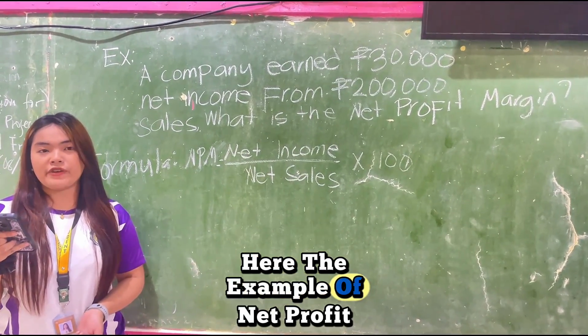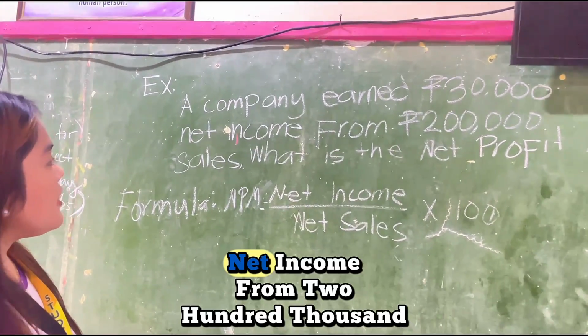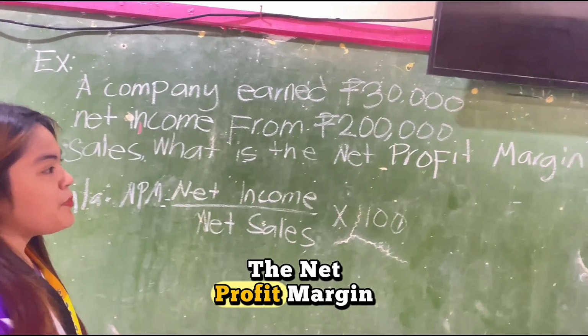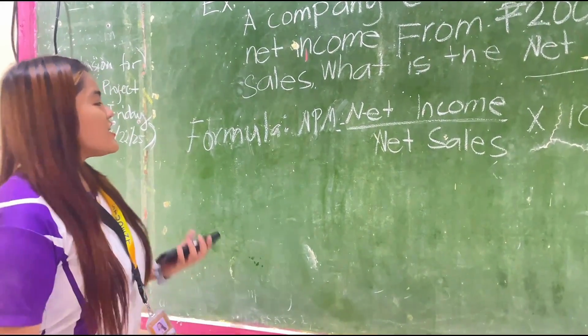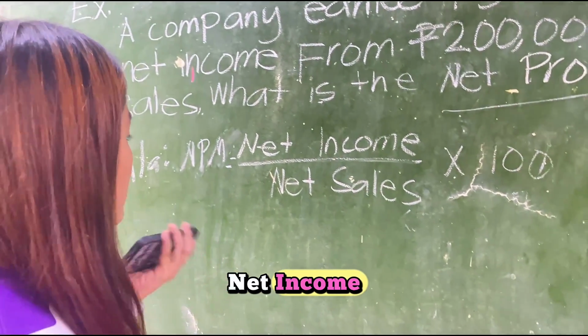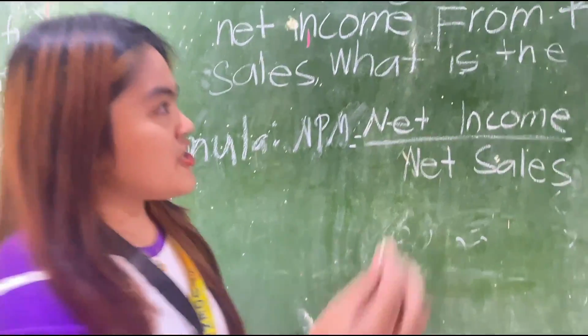Here is an example of net profit margin. A company earned 30,000 net income from 200,000 sales. What is the net profit margin? Here's the formula of net profit margin: net income all over net sales multiplied by 100.